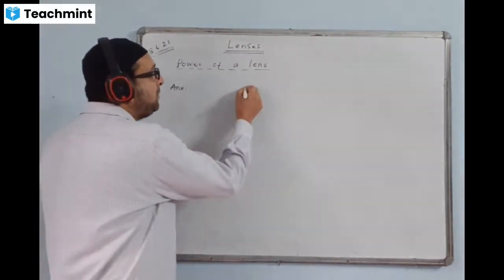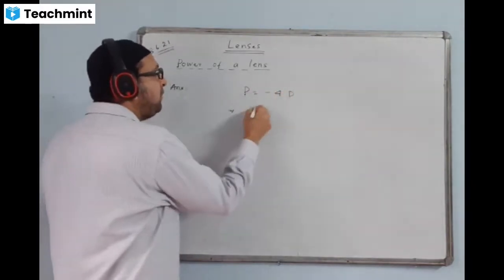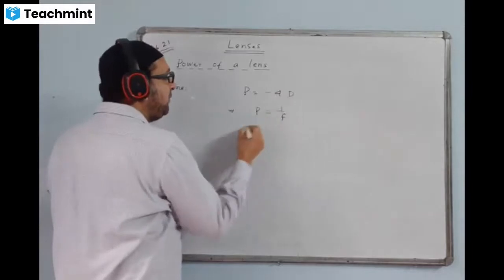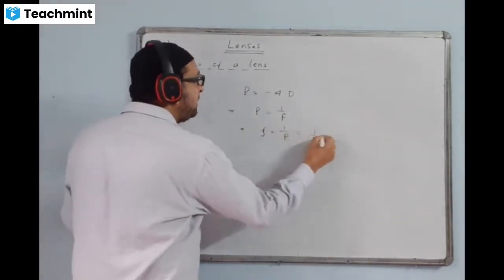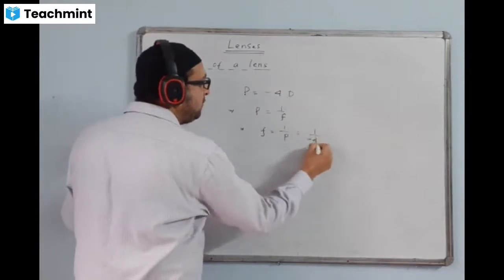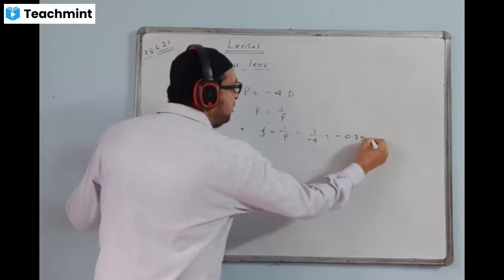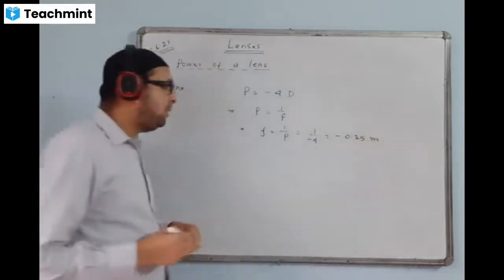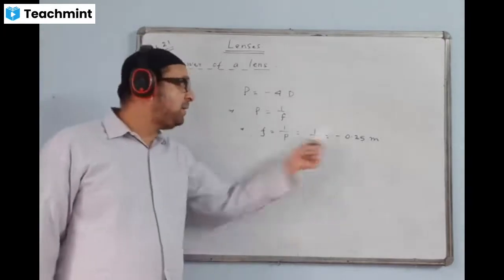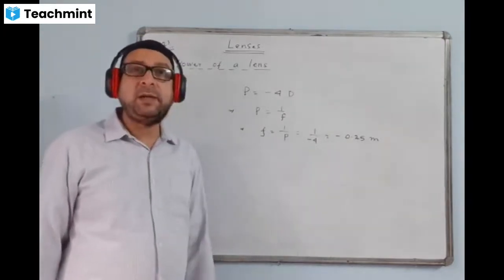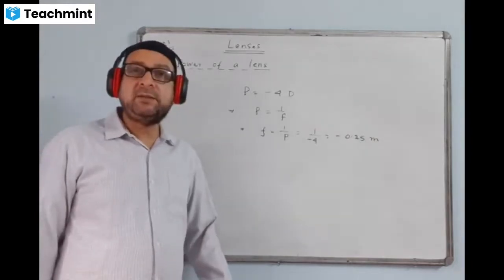Okay. This time power is given, minus 4D. We know the formula, power is equal to 1 by F. Therefore, F will be equal to 1 by P. They are reciprocal of each other. That means we write 1 by -4. Divide and get the answer -0.25, unit will be meter. So focal length of the concave lens is -0.25 meter. Focal length we are measuring in terms of meter here. Remember, SI unit. This answer is fine.